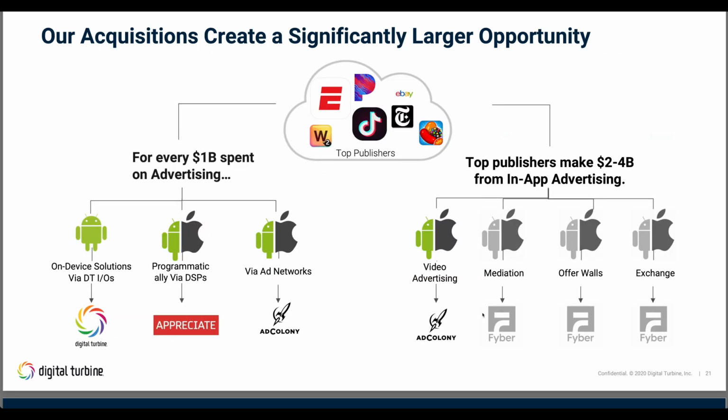Acquisitions create a significantly larger opportunity, and it's even bigger since this slide deck was created. You can see everything's focused really on these Android devices. Top publishers, you've got TikTok I mentioned earlier, ESPN in there, Candy Crush. This is big time stuff. And with Fyber and AdColony combined in here, top publishers make $2 to $4 billion from in-app advertising alone. So for every $1 billion spent on advertising, top publishers make $2 to $4 billion. That's a great return. They're going to double to quadruple their return from in-app advertising.